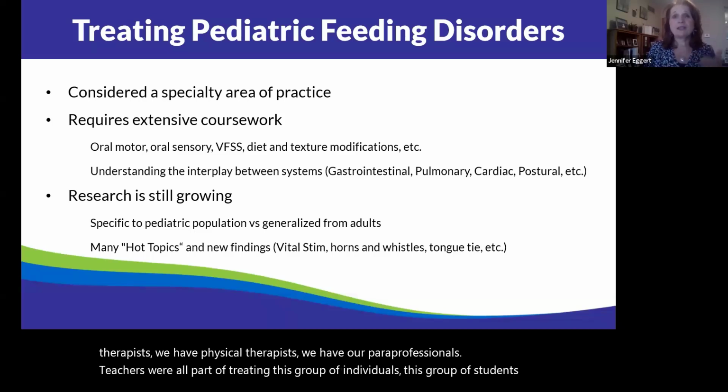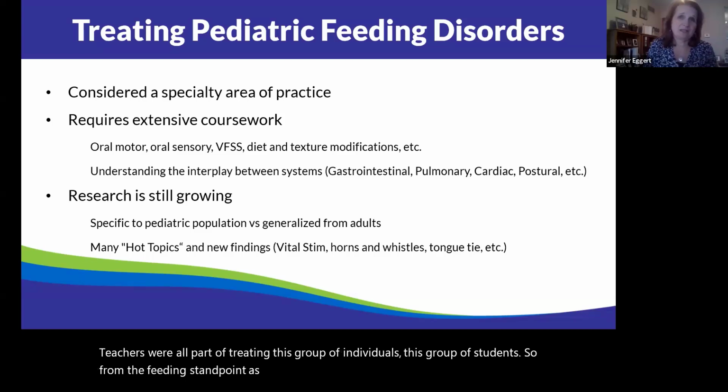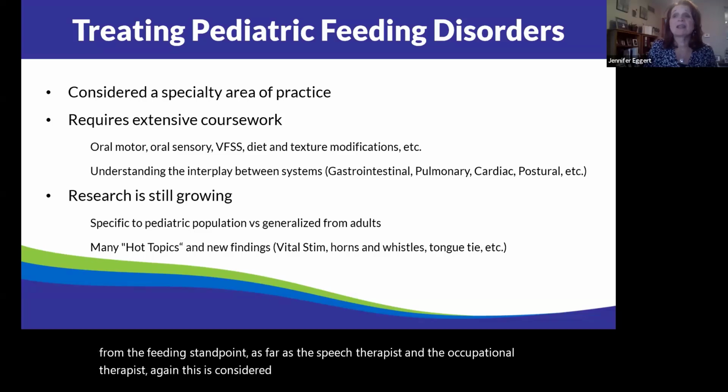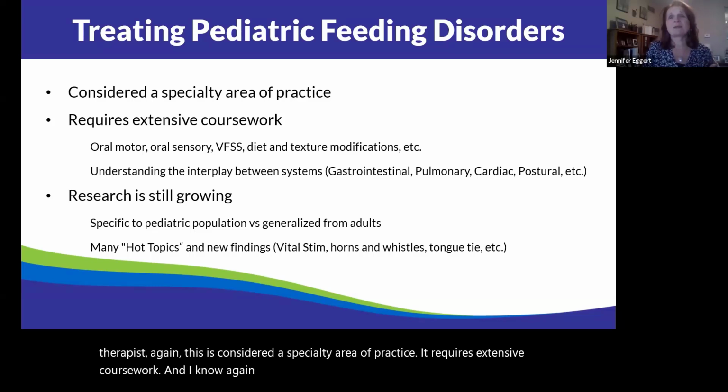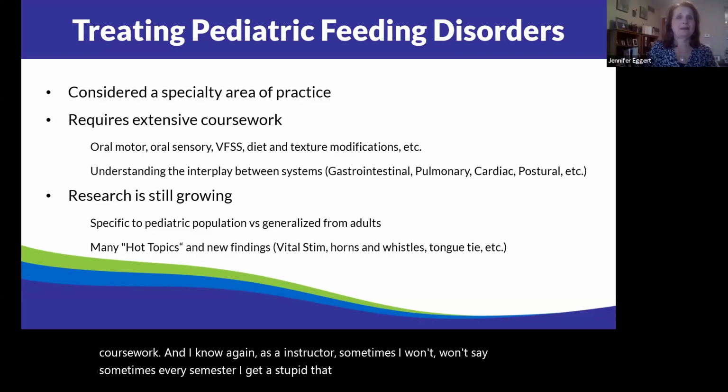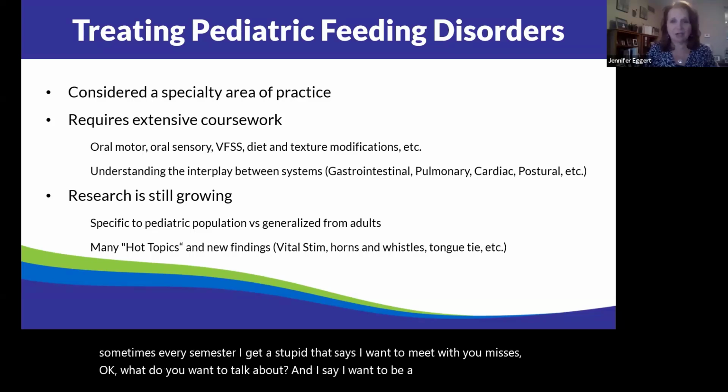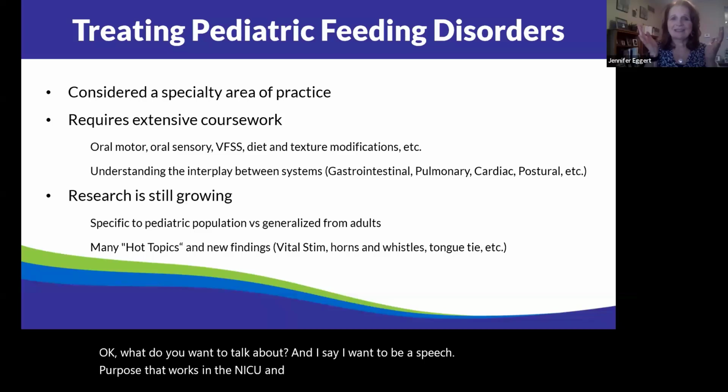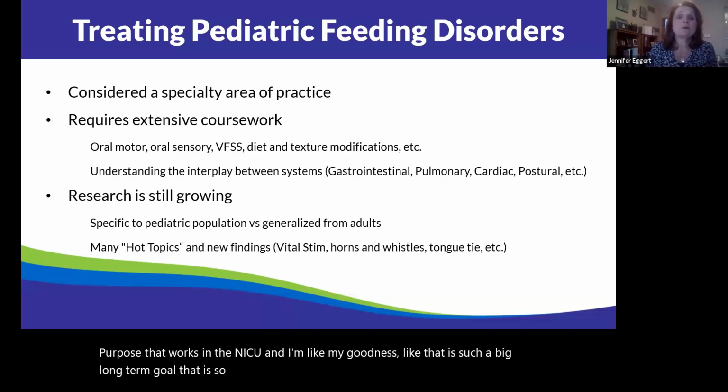So from the feeding standpoint, as far as the speech therapists and the occupational therapists, again, this is considered a specialty area of practice. It requires extensive coursework. And I know, again, as an instructor, every semester I get a student that says, I want to meet with you, Mrs. Eggert. I say, okay, what do you want to talk about? And they say, I want to be a speech therapist that works in the NICU. And I'm like, oh my goodness, that is such a big long-term goal. That is so exciting. But let's talk about what that involves.